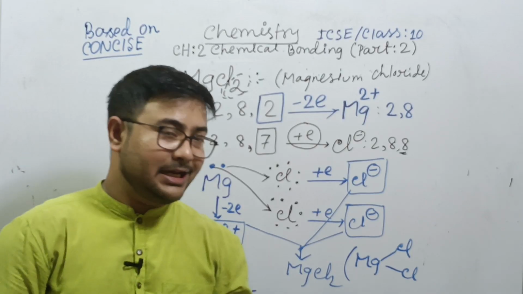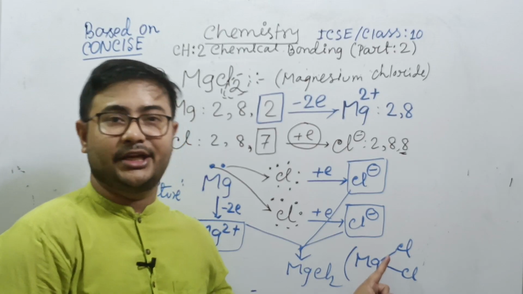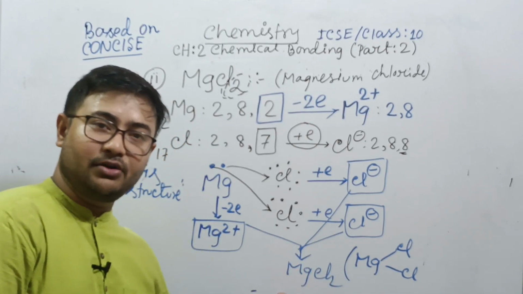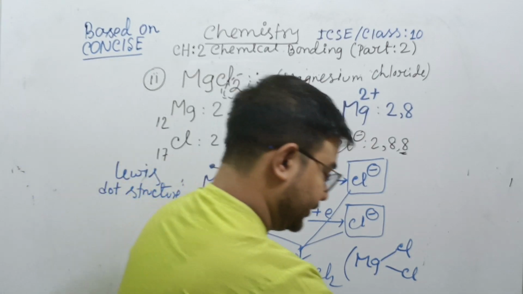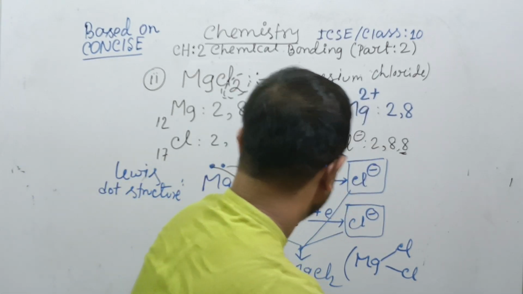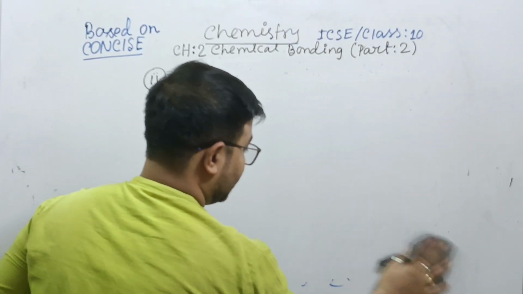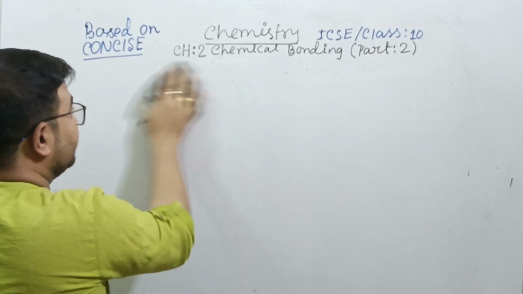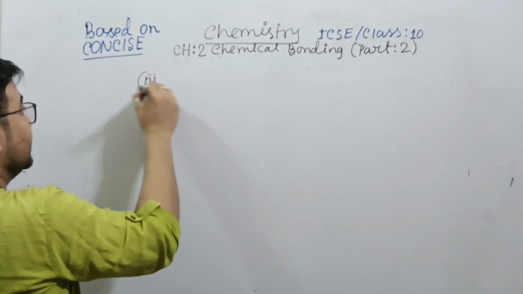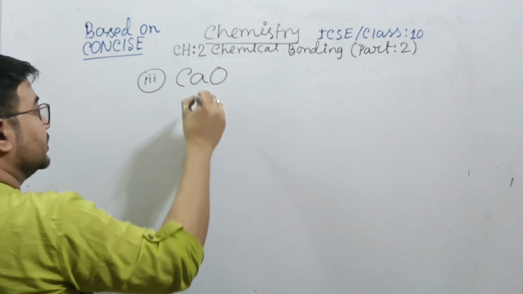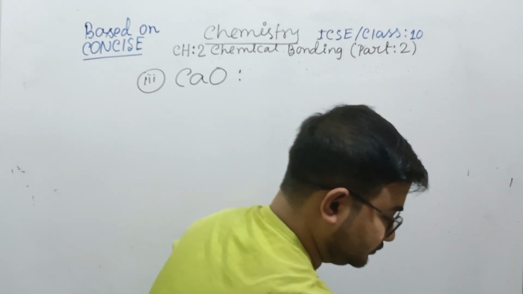Can you tell me what is the name of this bond? Ionic bond or electrovalent bond. What is the name of the compound? Ionic compound or electrovalent compound. Done. Okay, so now the next and third compound is calcium oxide. Third compound is calcium oxide. Okay.